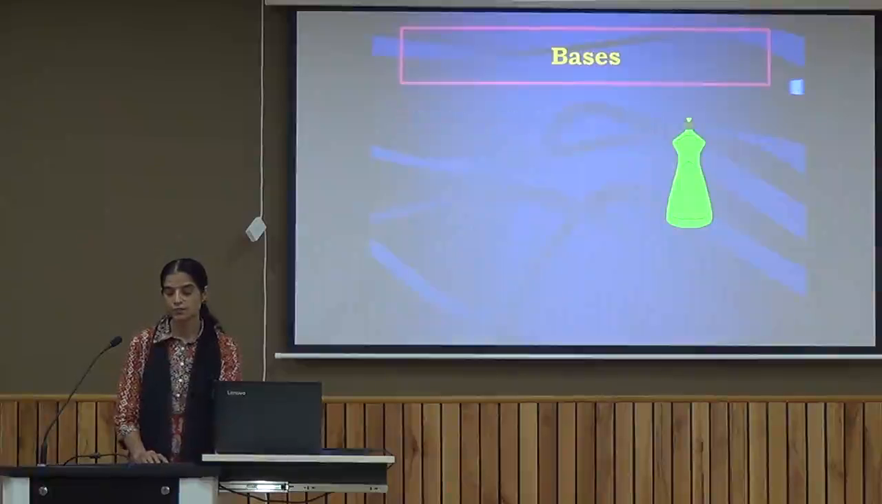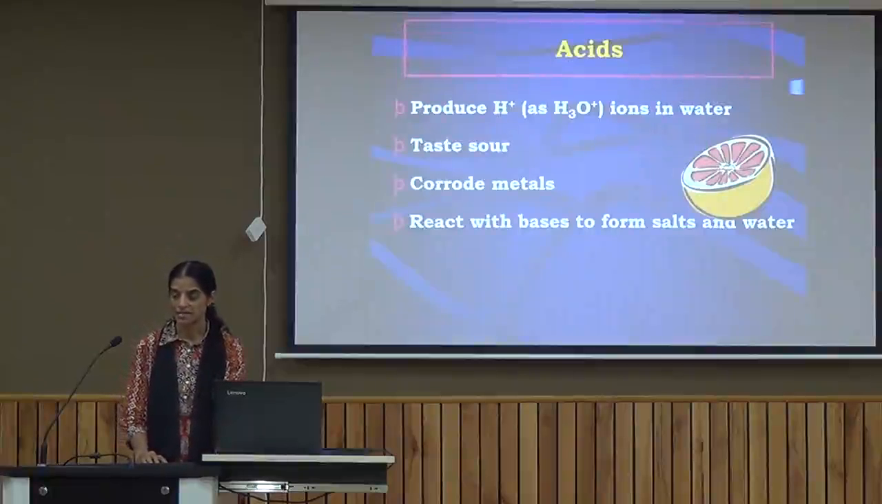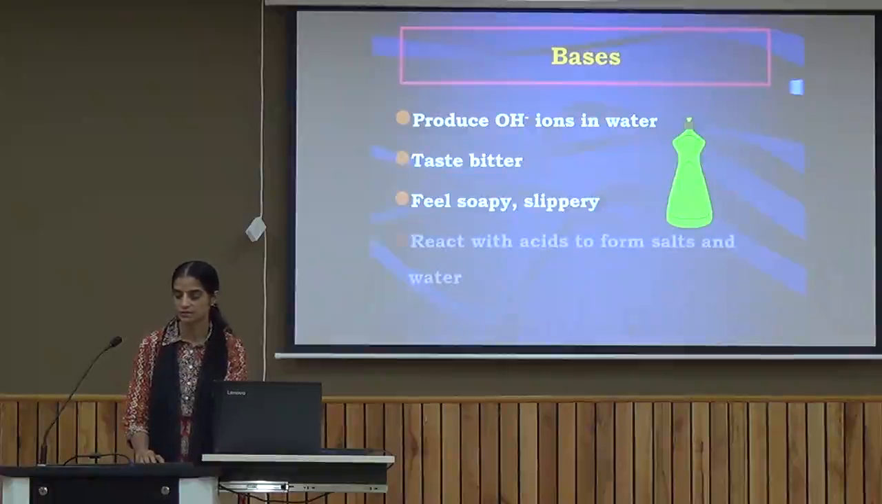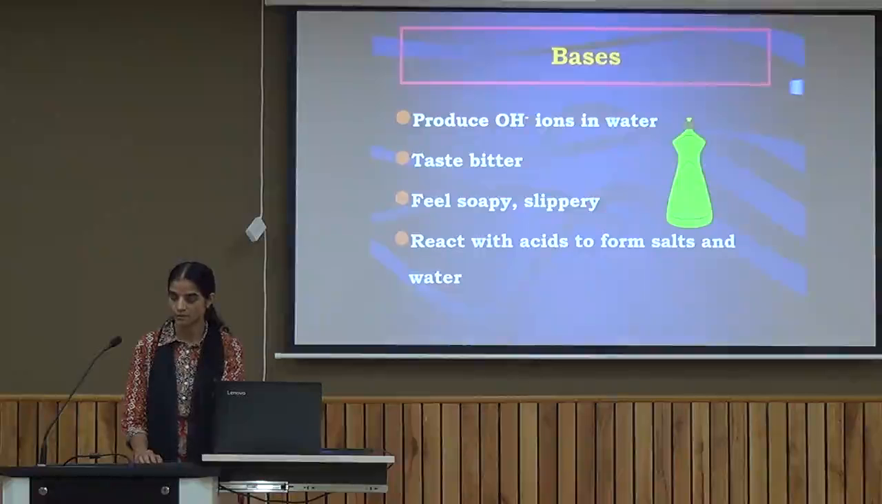Finally, to sum up, let us see what acids are. Acids are substances which produce hydrogen ions in water. They taste sour, they can corrode metals, and they react with bases to form salt and water, and this reaction is called neutralization. Now, for bases, to sum up, we can say they produce hydroxide ions in water. They have a bitter taste, they are soapy to touch, and they react with acid to form salt and water, and this reaction is called neutralization reaction.